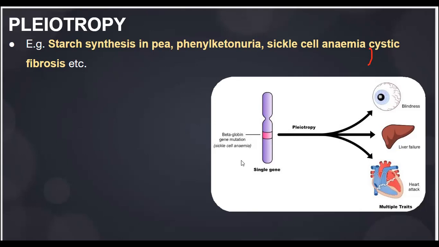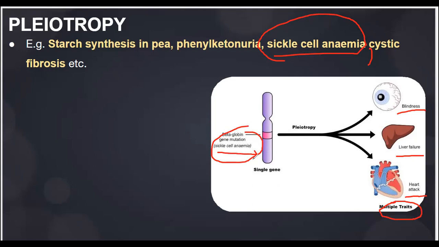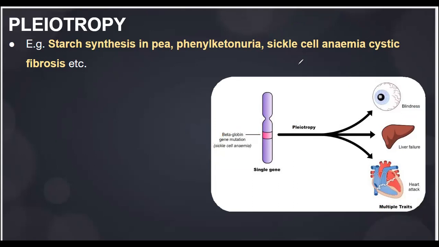For example, sickle cell anemia, which you are going to study in detail, because this is what is there in your syllabus as an example, so it should be studied. We will be studying it under pleiotropy in more detail. This sickle cell anemia can have an effect on multiple organs, as you can see. It can result in blindness, failure of the liver, or a heart attack. So you see multiple phenotypes, multiple traits can be expressed because of the mutation or some defect in this single gene. So one gene is responsible for giving you different characteristics.